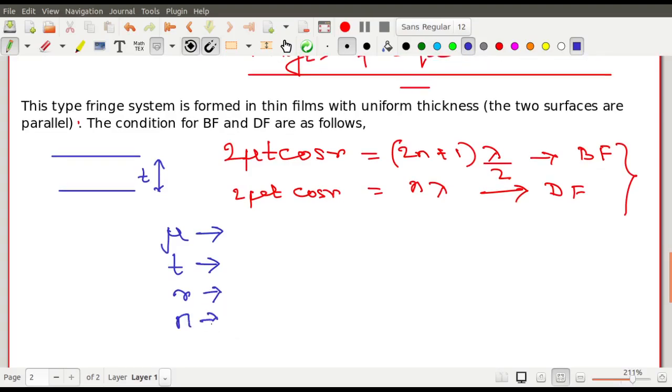N is the order number of fringe. That is, which order fringe are you discussing over here? N is the order of fringe. Okay, you will write this much yourself. This is what you will write yourself.